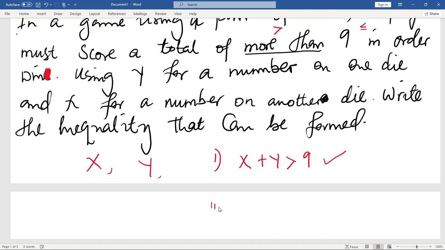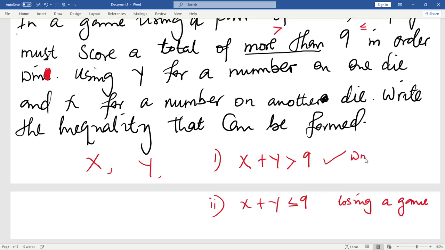or the inequality that represents a player losing a game here, is simply going to be x plus y should be less than or equal to 9, like this here. So this is for losing a game. So this is the inequality that represents a player that loses a game.